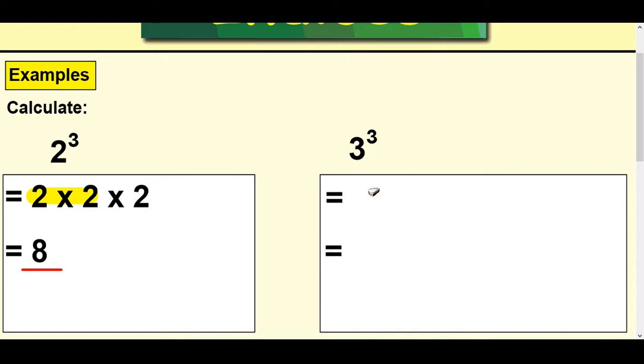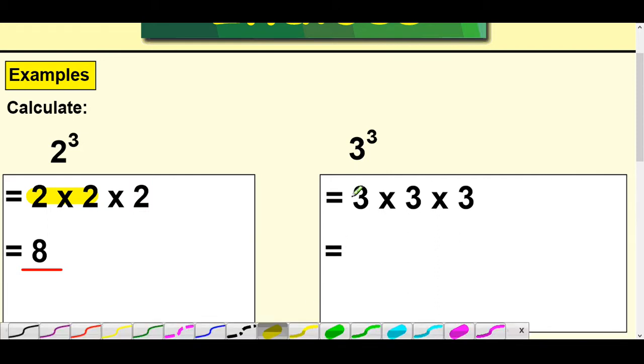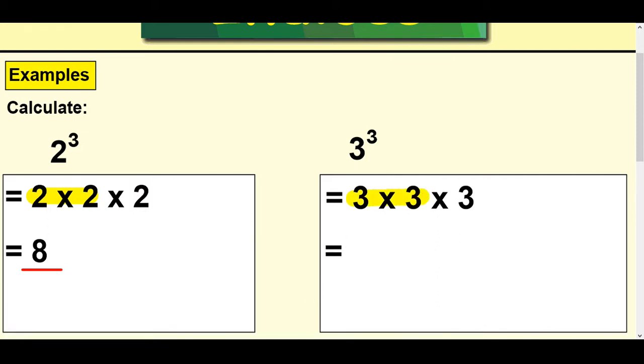Same idea here, 3 cubed. So we're doing 3 times 3 times 3. So that power is the number of times it's repeating. Again, I would advise you to think about this idea here. Do 3 times 3. Now that's 9. And then 9 times 3 is 27. Now you could write 9 times 3 here and take an extra line, up to you.